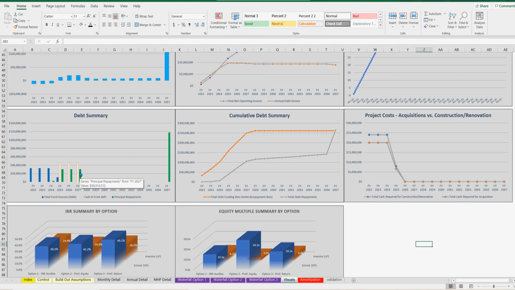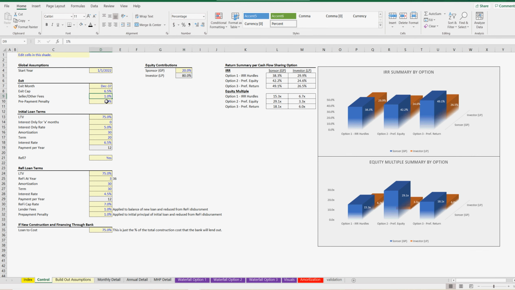And then the principal repayments will be slightly less, I'm trying to think how to show this. Because there's lender and prepayment fees, the total debt received is going to be a little bit more than the debt repayment if there's fees here, because the refi cash distribution is going to be less based on whatever the lender fee and or prepayment penalty is.